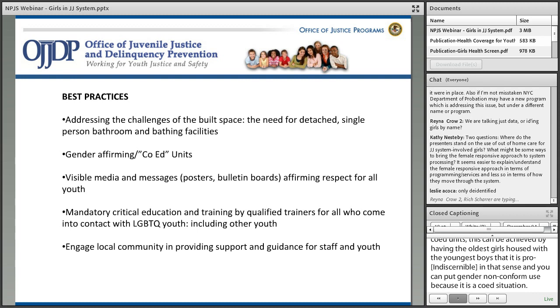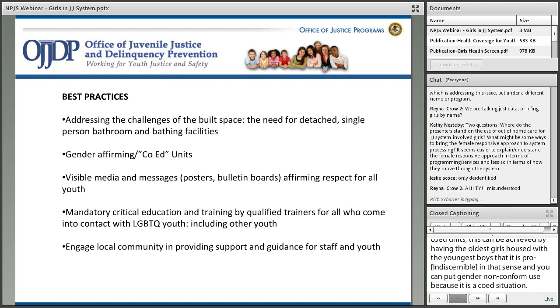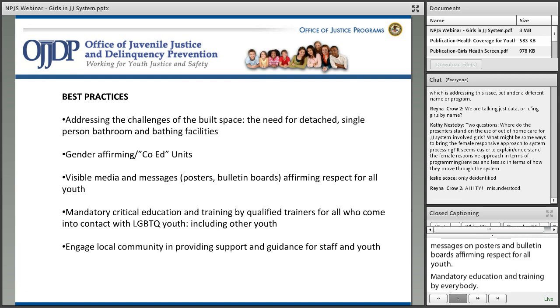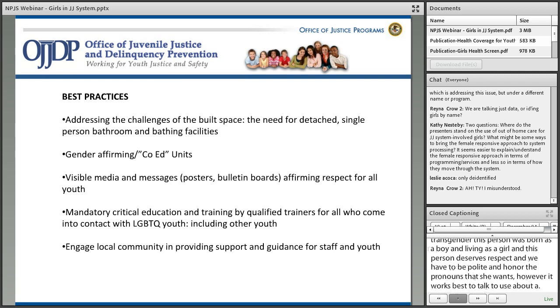Mandatory education and training by everybody, by qualified trainers, but for all who come into contact, including other youth. Sometimes when we explain to other youth, listen, this person is a male-to-female transgender, a person born as a boy, living as a girl, and this person deserves respect, and we have to be polite and honor the pronouns that she wants, or however it works best to talk to youth about it. Young people, even young people in detention, often take about 10 minutes, just like adults, to say, oh, no, and then they move on and they're fine.